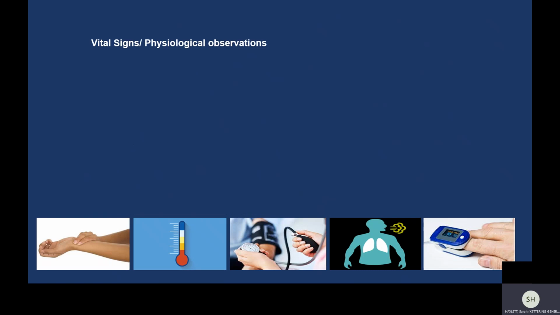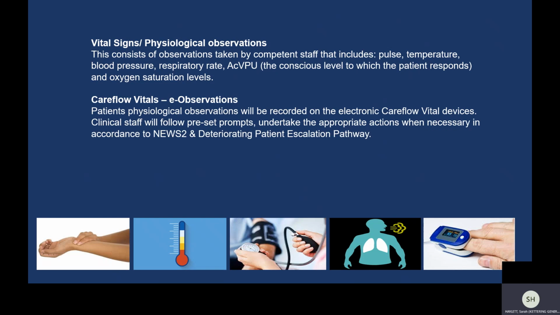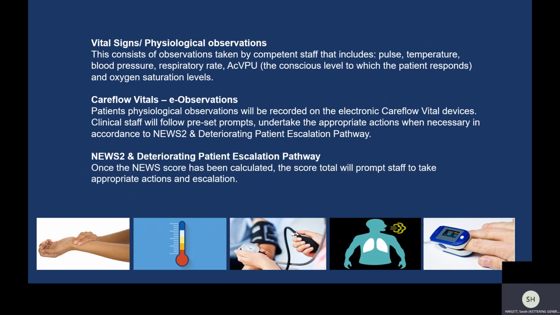So what are vital signs? These include all of the following: a pulse rate, a temperature, a blood pressure, respiratory rate, measuring a patient's conscious level, and oxygen saturation levels. You should all be familiar and have access to eVitals, and all data inputted is linked to CareFlow, so the NEWS score is shared. It also prompts you when a patient is due the next set of observations, or will prompt you if the patient's NEWS score is high and escalation is required.